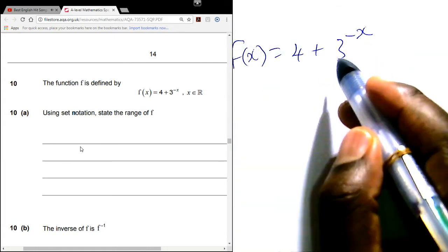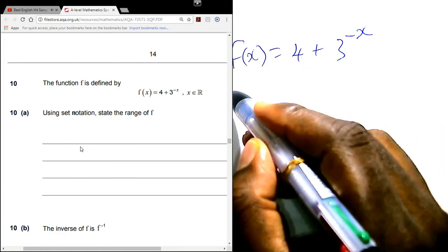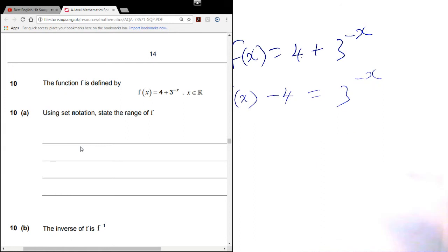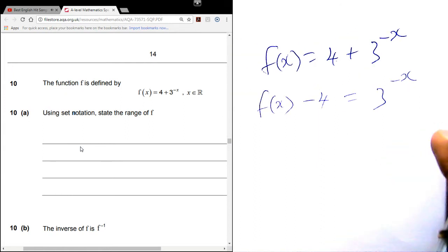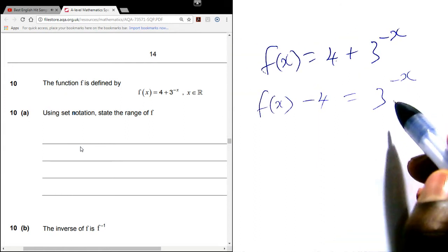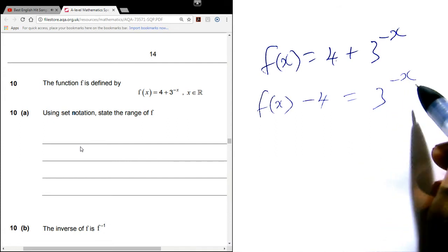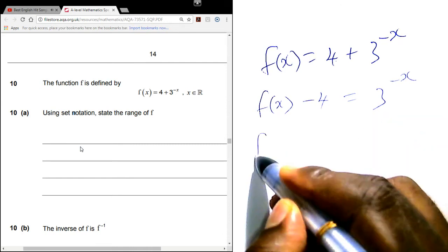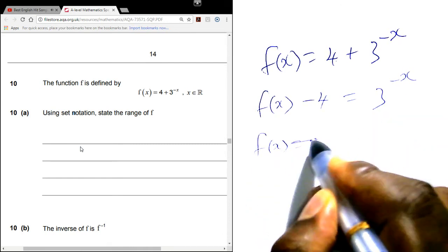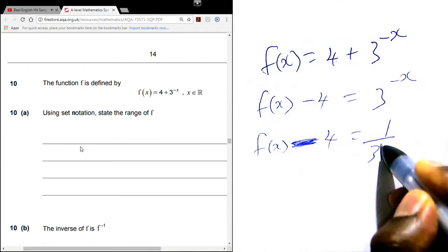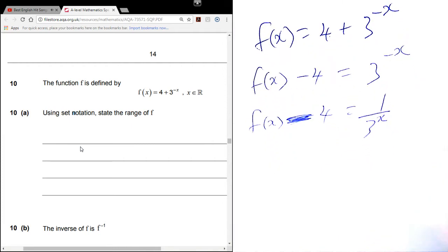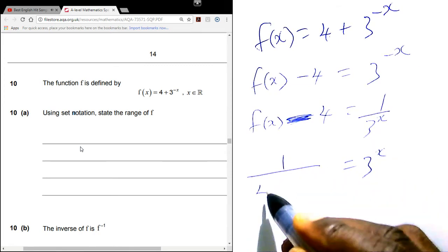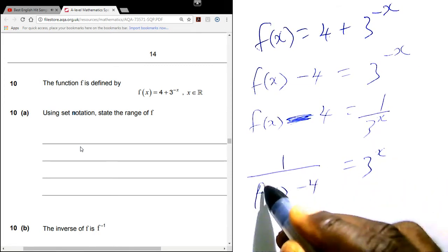So let's begin to rearrange. I'm going to take this 4 to the other side. So f of x minus 4 is 3 to the negative x. Alright, we are getting there. We just need to make x the subject. Can I invert both of them? So let's do 1 over, because I know this is 1 over 3 to the x, right? So why can't I just flip both sides? So this becomes 3 to the x and that becomes 1 over f of x minus 4.